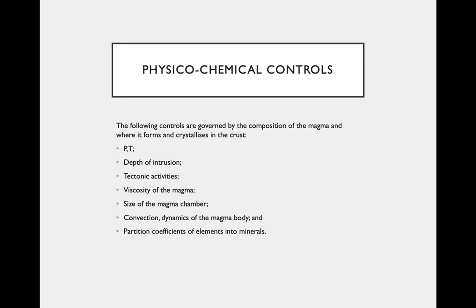The viscosity of the magma, which links back to its composition and its content of water, so how easily it flows. The size always matters when it comes to an ore body, so this can also influence concentration. And then we have a few other things like convection, but partition coefficients is quite important. It's just a way to describe how the elements are moving between certain minerals and the liquid.